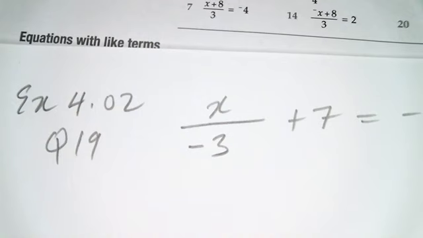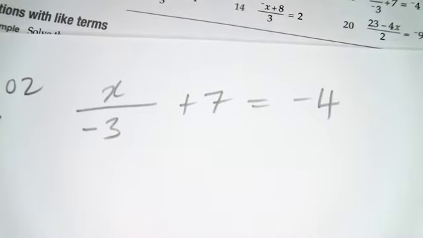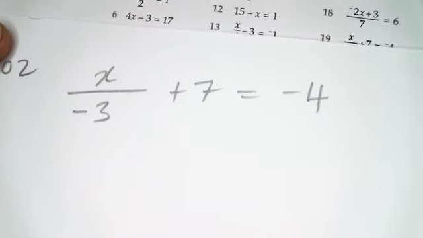Exercise 4.02 from the Gamma textbook, question 19. Again, it starts to add a few negatives and things to make it look a little bit curly, but really there's no real change here at all. It's all the same stuff. And again, with this type, there's two different ways you could approach it.